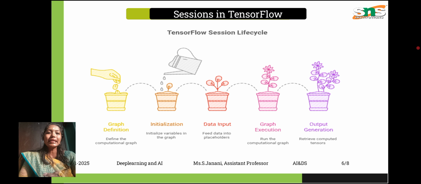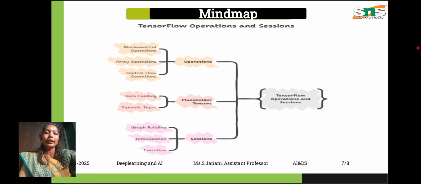These are the sessions and the life cycle: graph definition, initialization of the variables of the graph, the input of the graph, and then the process is run using the computational graph. So this is the final mind map. Thank you.